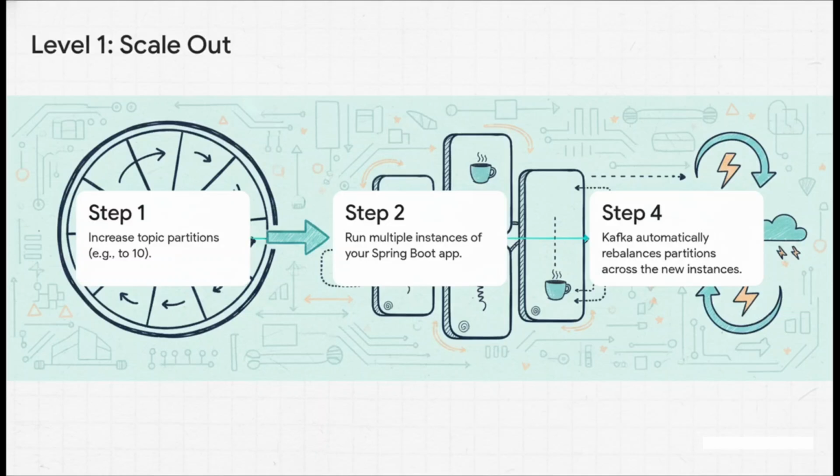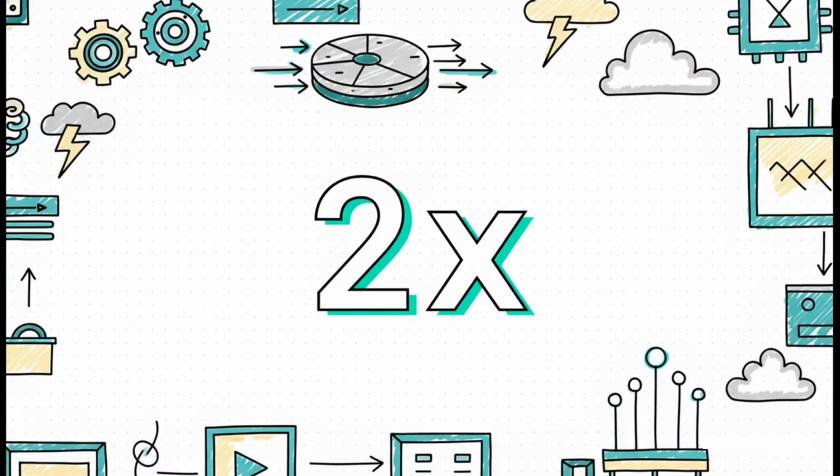So, imagine we bump our topic's partition count up to, say, 10. Then, we launch a second instance of our Spring Boot app. The magic of Kafka's consumer groups kicks in, and it automatically rebalances the load. Now, each app instance is handling 5 partitions, which effectively doubles our processing power. And the result is a clean 2 times increase in our processing capacity.